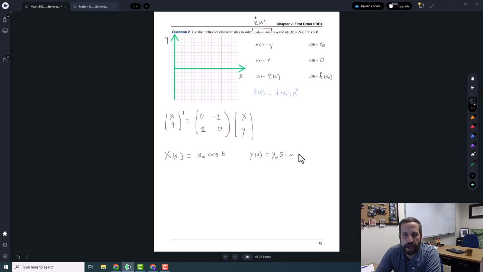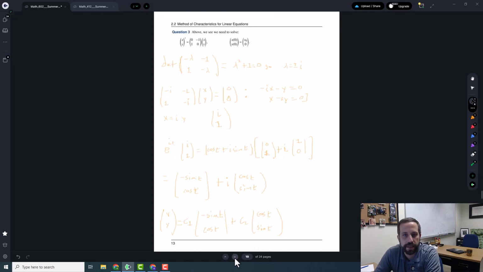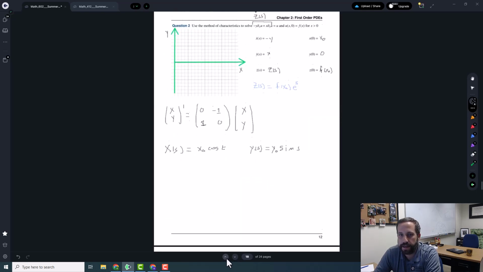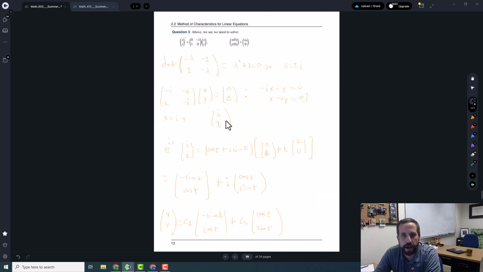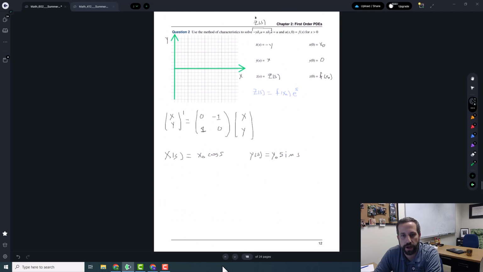Oh, sorry, sine of s. I think I'm using s over here, and I use t down here. Sorry about that. I just switched the variables. I'm not going to do this whole thing again. So basically, in this page, wherever you see a t, there should be an s. Okay, sorry about that.